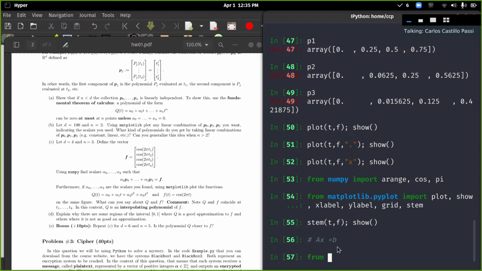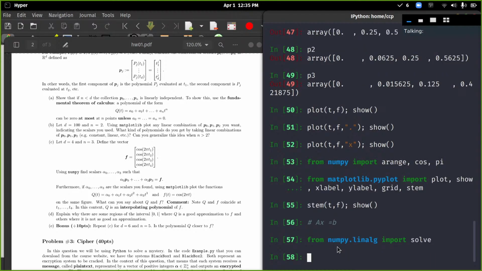So to do it, you need to do from NumPy the linear algebra, linalg, import solve. What this solve function does is find the vector of coefficients x, so the linear combination between the matrix that is represented by all these polynomials gives you the right hand side.